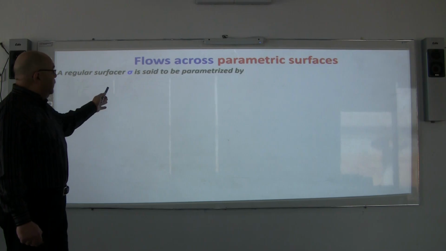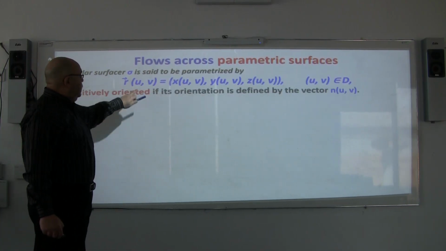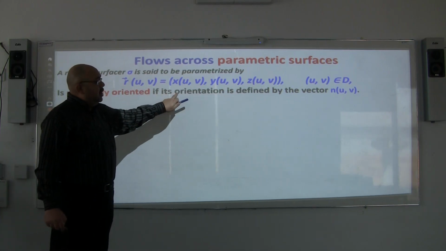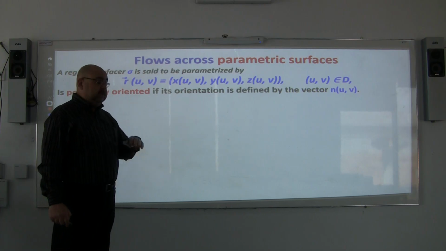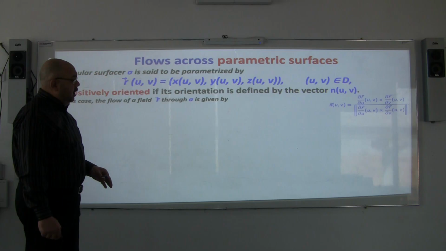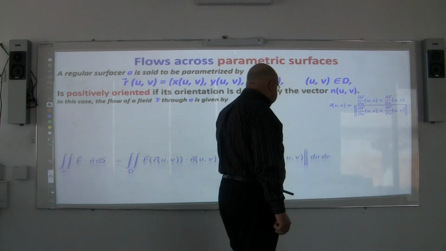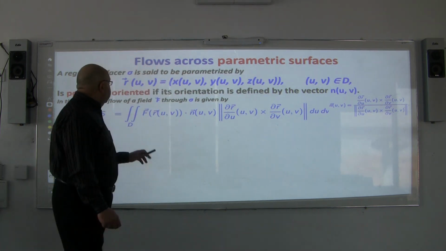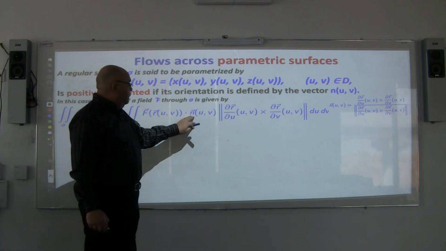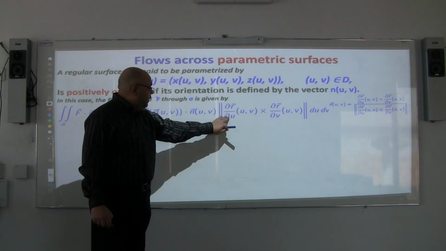A regular surface sigma is said to be parameterized by R, which is u and v, as you can see, and is positively oriented if its orientation is defined by the vector. So its orientation is with the normal vector of this surface, as we explained just previously. So making this multiplication together, this is n dot partial r partial u, this definition or the magnitude.